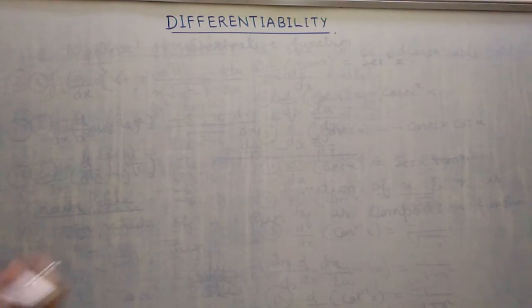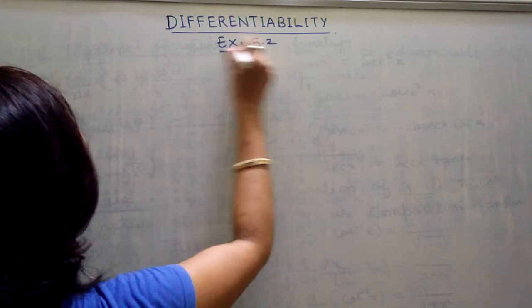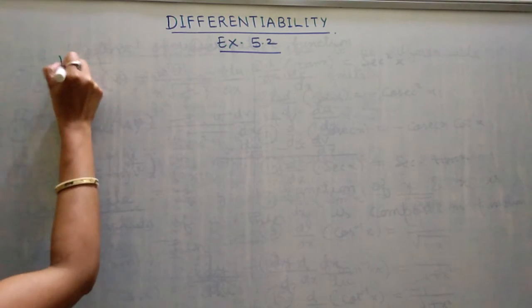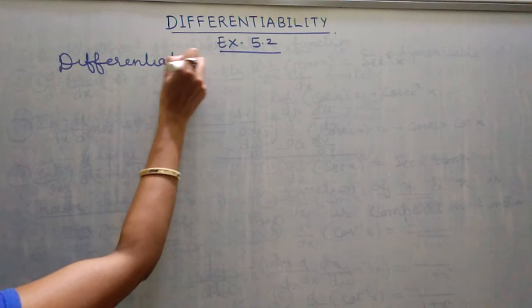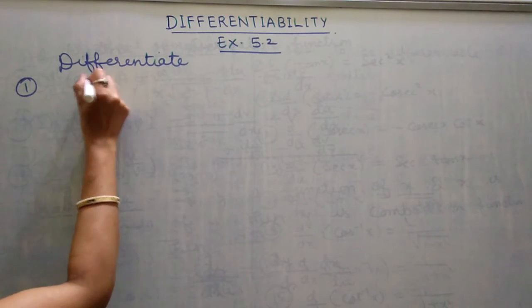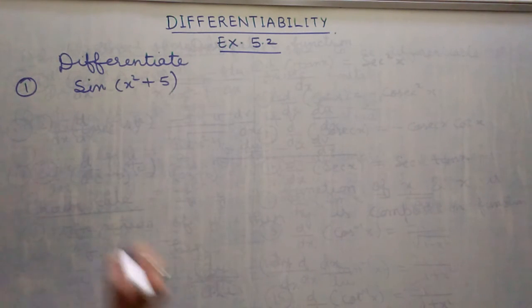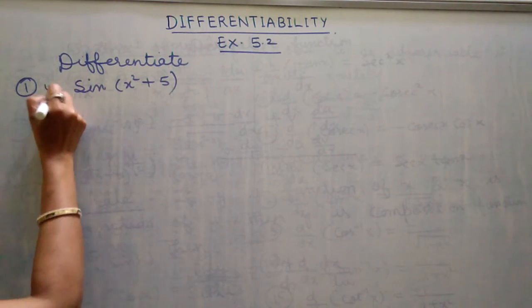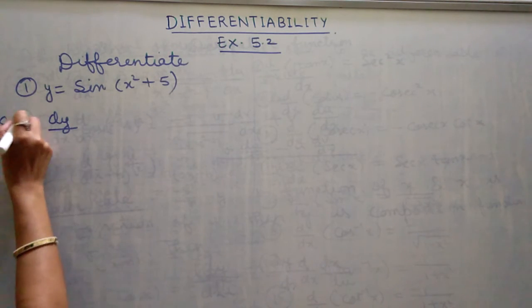So I will write the question. This is exercise 5.2, question number first. All questions are based on differentiation only. The first is sine of x square plus 5. So how can you differentiate? I will take it as y. Okay, dy upon dx, this is the solution.